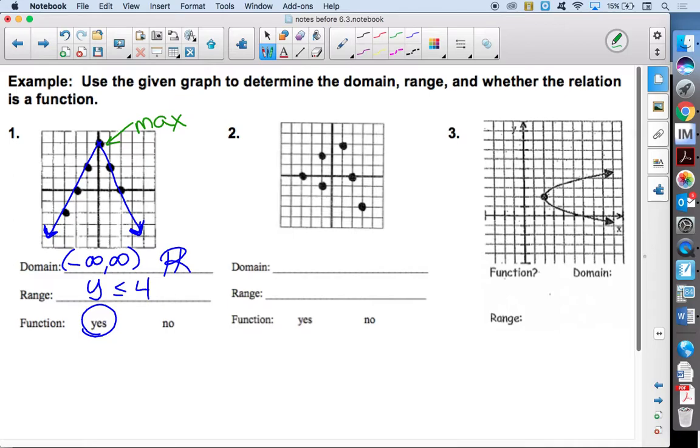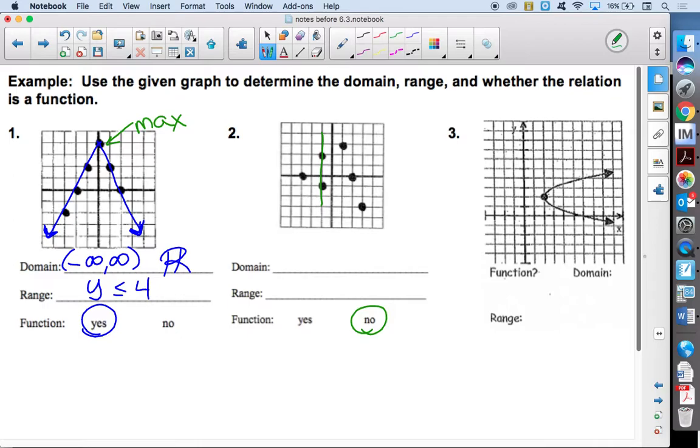So the second one, we're going to just keep as a bunch of points. Is this one a function? No. So not a function because at -1 on the x-axis, it has 2 y values. So that x value would be repeated.